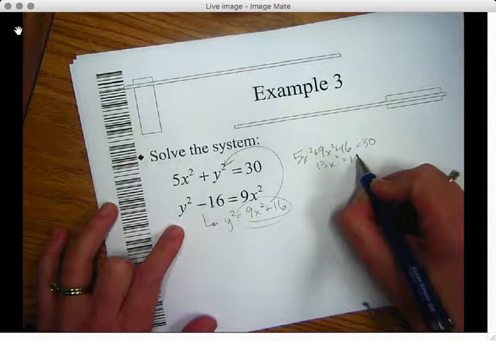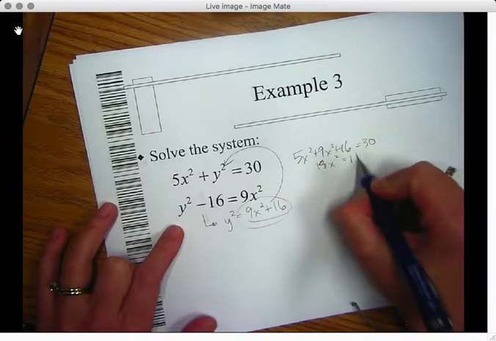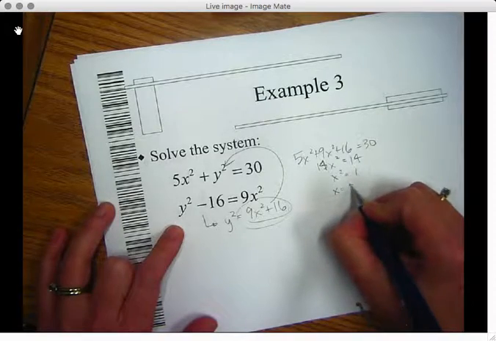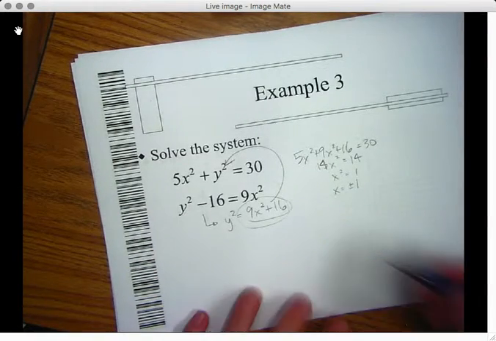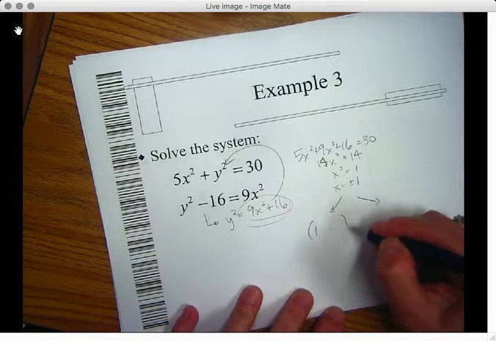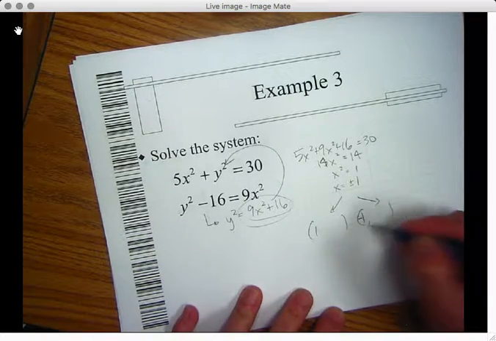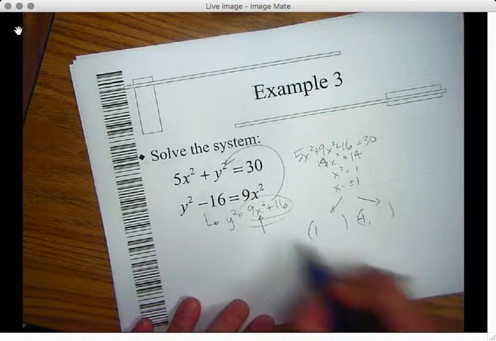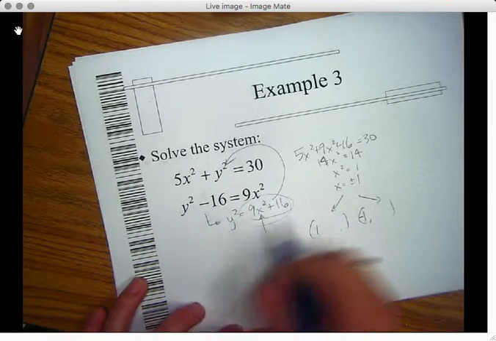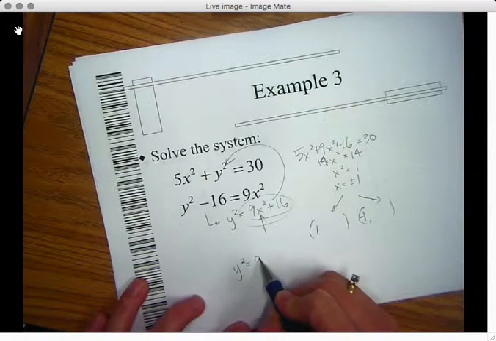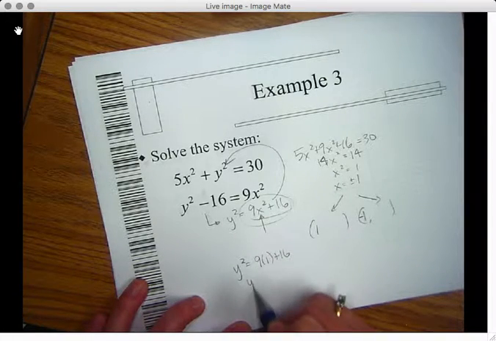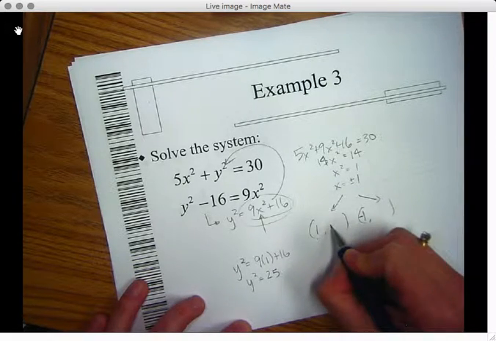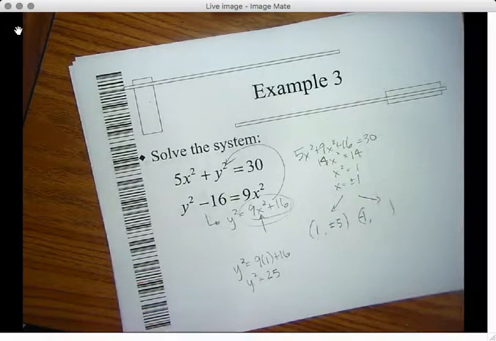I'm brain farting. That's 14x squared, so 14x squared equals 14. X squared equals 1, so when you take the square root, x is plus or minus 1. Now I need to plug those back in. When I plug 1 into this bottom equation, I get y squared equals 9 times 1 plus 16, so y squared equals 25, which means when x is 1, y could be plus or minus 5.